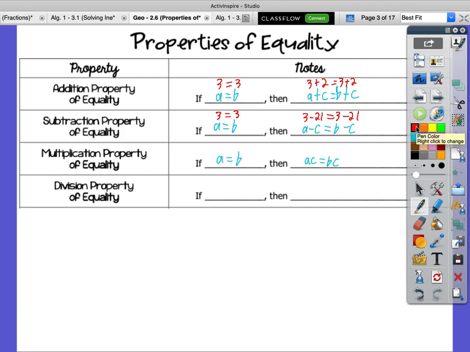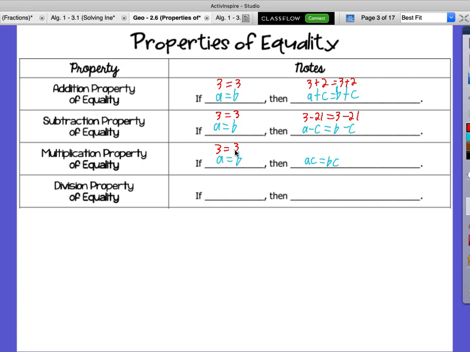Okay, so we'll still say 3 equals 3. Okay, Sarah, give me a number that we're going to multiply with. 4. Okay, so we're going to do 3 times 4 is equal to 3 times 4. Is that still true? Does 3 times 4 equal 3 times 4? Yeah, because 12 would be equal to 12.